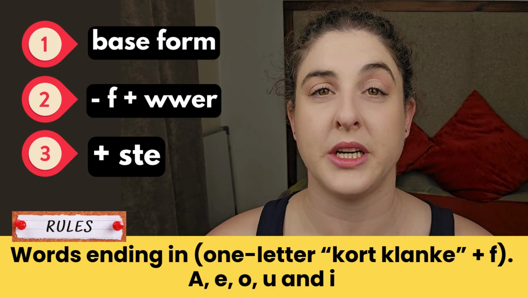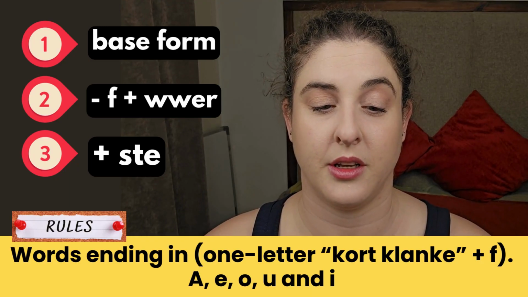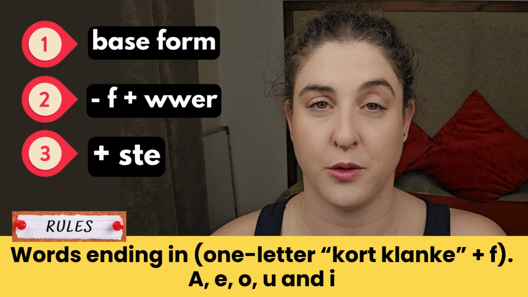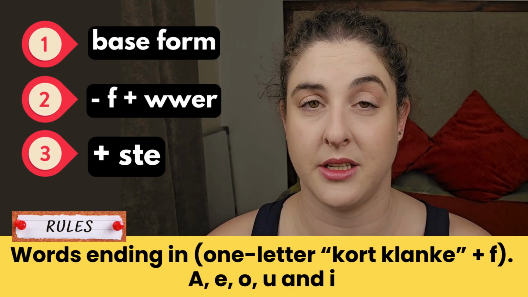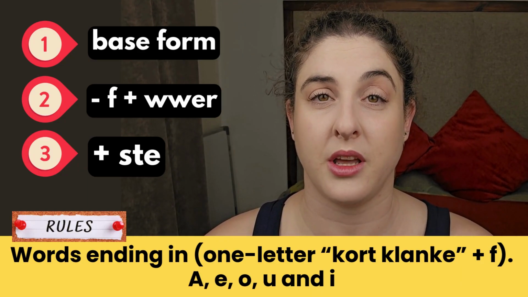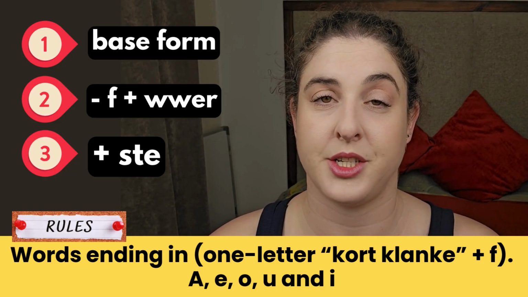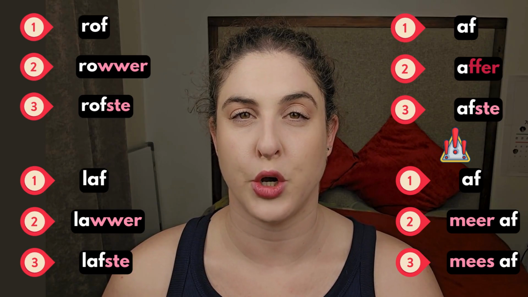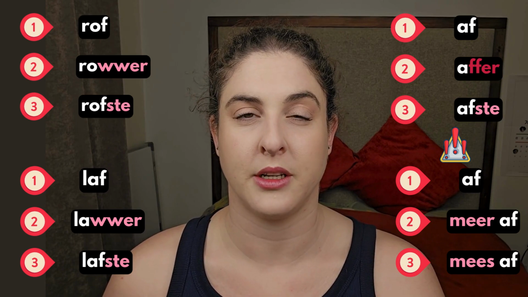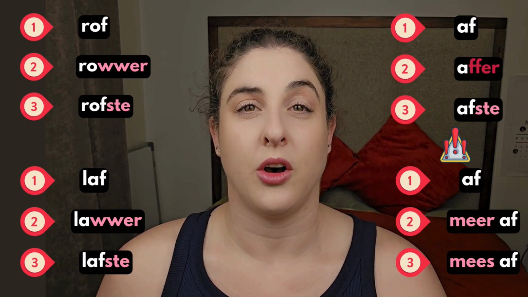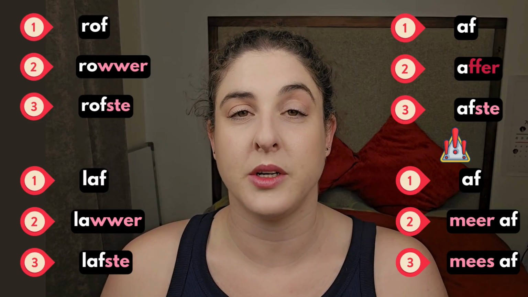Now we have words ending in kortklanke and an F. So this one again, step 1, base form. Step 2, minus the F, and now you add W-E-R. So the F changes to a W. And then the last one is just add ste. Rof, rover, rofste. And laf, lover, lafste. On the far right, we have a word that I spoke about in my Afrikaans live, which is the word af.